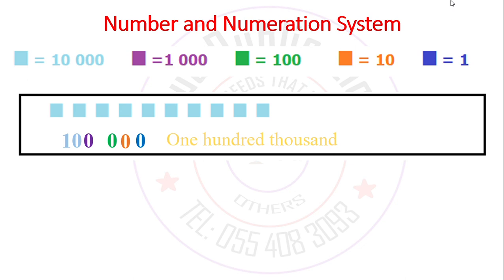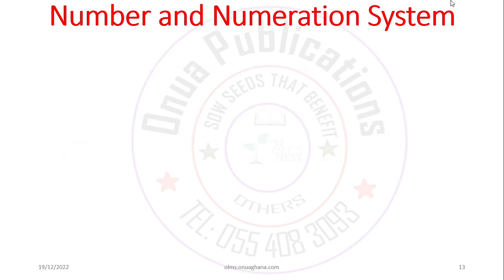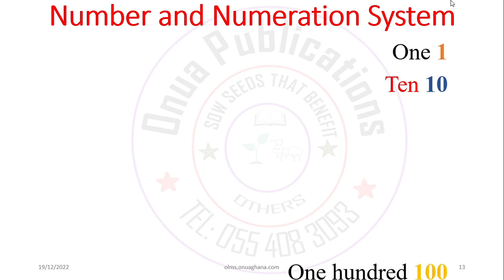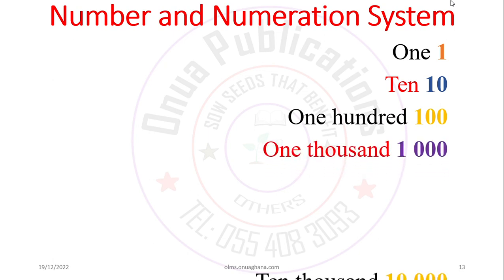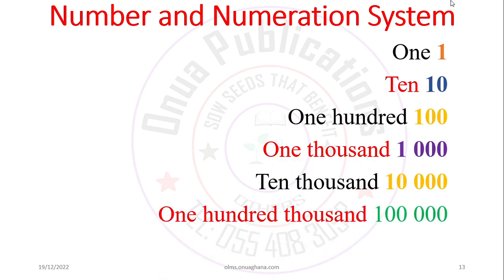So we have 100,000. Remember that we are going to introduce another color again in the future. But all that we've learned now, we know that we have learned the numbers in some groups where we have ones, tens, hundreds, 1,000, 10,000, and 100,000.